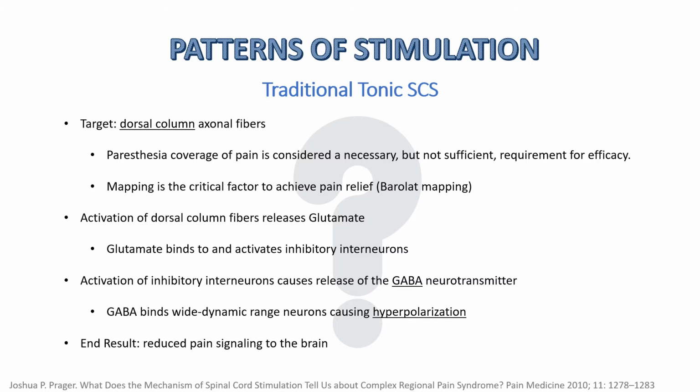Activation of dorsal column fibers releases glutamate, which binds to and activates inhibitory interneurons. Activation of inhibitory interneurons causes release of the GABA neurotransmitter, and GABA binds wide dynamic range neurons, causing a hyperpolarized state. The end result is reduced pain signaling to the brain.